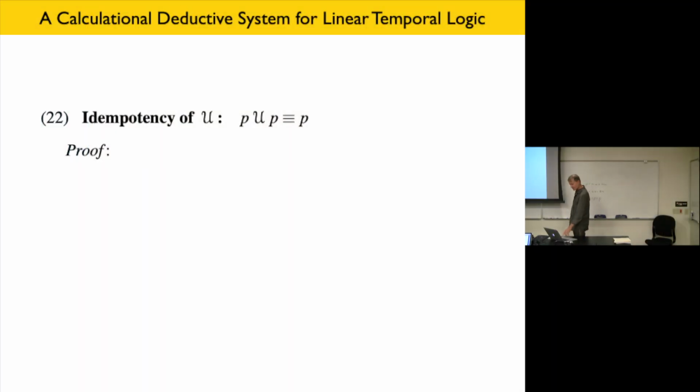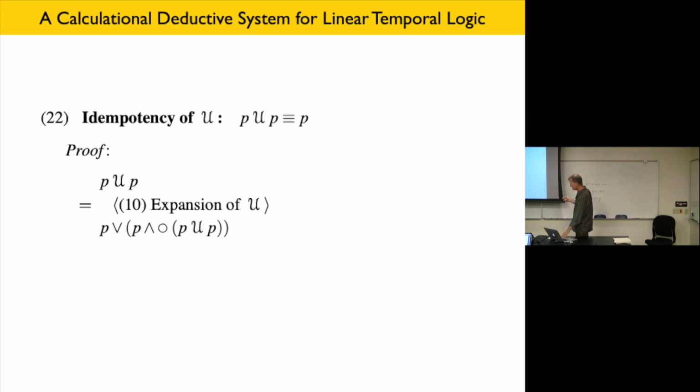Let's prove it. So, Eva, you're up. P until P. 10, expansion of until. If we expand until, what would this be? You have your equation sheet. This is P until P. So it's going to be P or, parentheses P and next parentheses P until P. Yes, good. So P or P and next P until P. Is everybody good with this? It's actually expansion of until with Q replaced by P. Are we good? Does everybody remember how to do that?